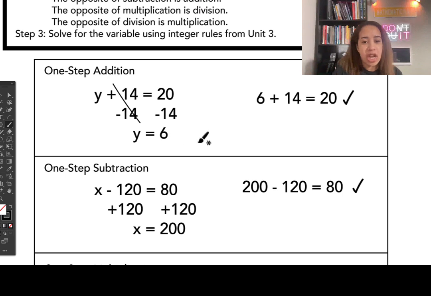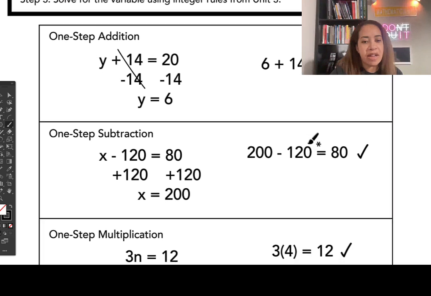We can always check our work by plugging your final answer back into our variable. It's almost like you are evaluating expressions like you've practiced. If we put a 6 in for y, we can see that our answer does make the equation true. 6 plus 14 does equal 20.